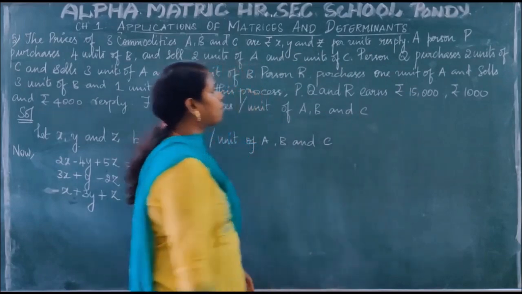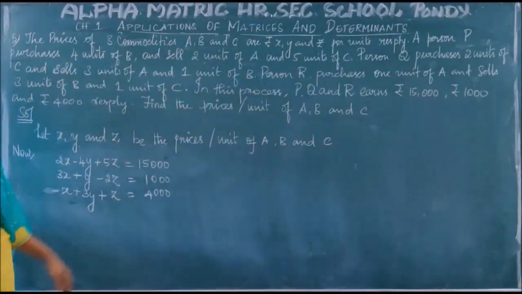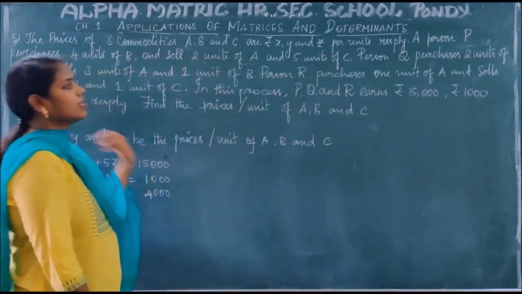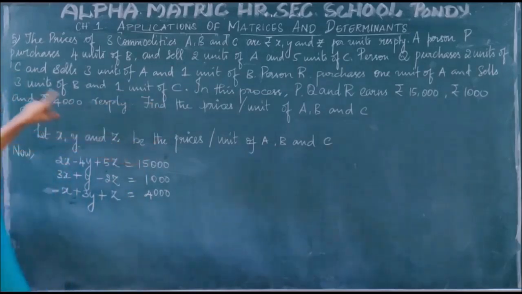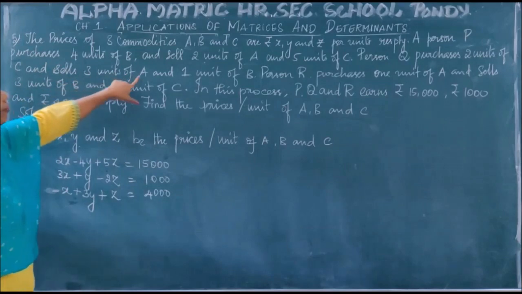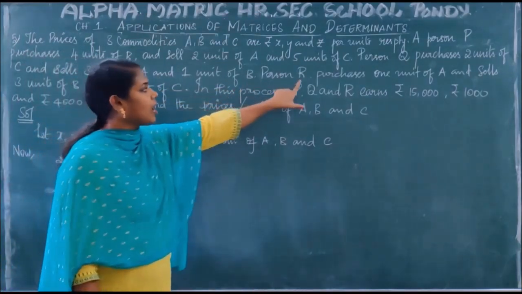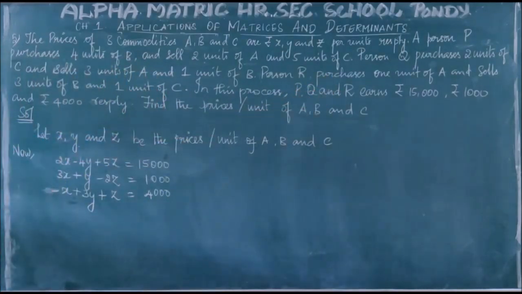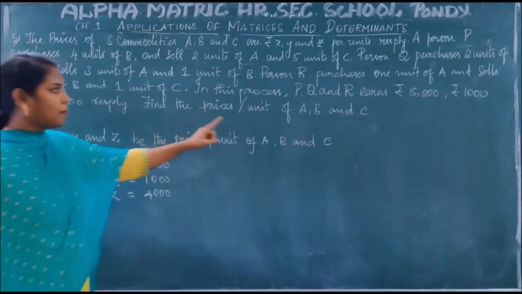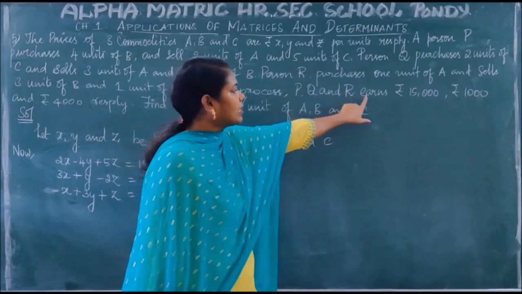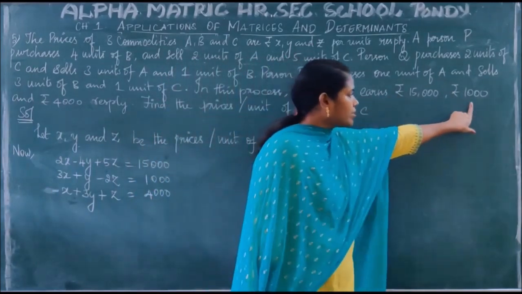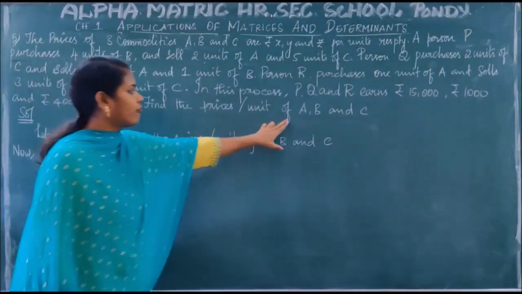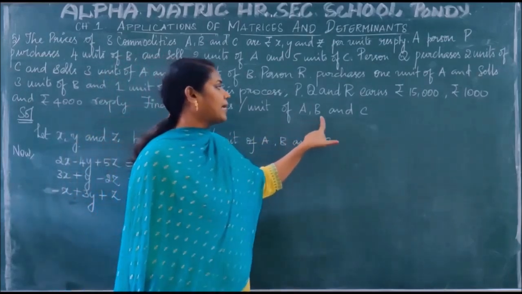Next, a person P purchases 4 units of B and sells 2 units of A and 5 units of C. Person Q purchases 2 units of C and sells 3 units of A and 1 unit of B. Person R purchases 1 unit of A and sells 3 units of B and 1 unit of C. In this process, persons P, Q, R earn rupees 15,000, rupees 1,000 and rupees 4,000 respectively. Find the prices per unit of A, B and C.